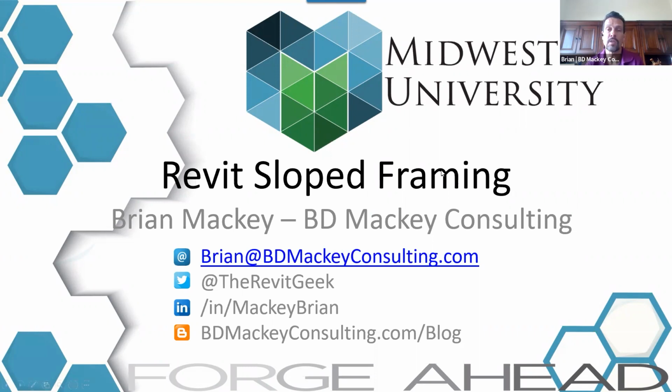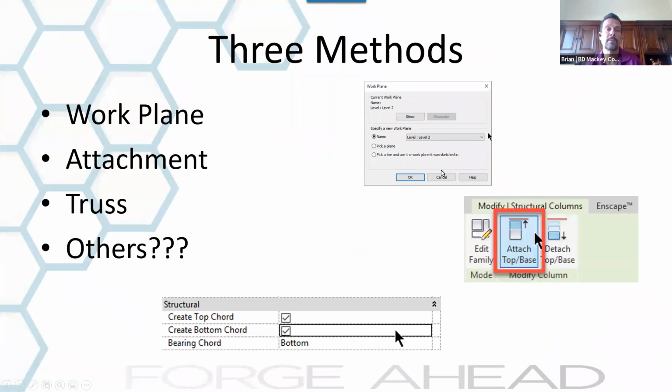So getting into the slope framing here, I'm going to talk about 3 different methods of doing slope framing. A lot of people know about the work plane method, where you set up a work plane, and you can do that one of 2 ways. I'm going to show my theory on the attachment method. And I'm also going to show you some cool things that we can do with trusses.